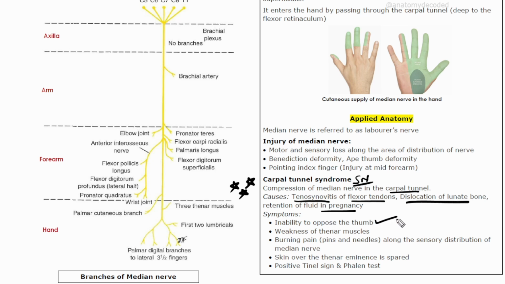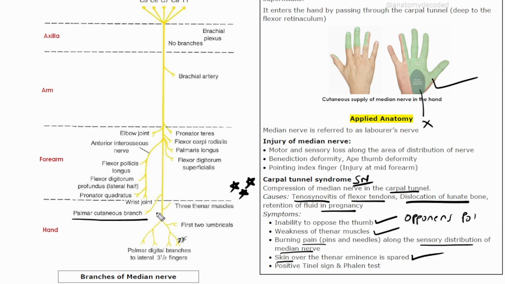There is inability to oppose the thumb because opponens pollicis muscle is affected. Okay, then weakness of the thenar muscles, then burning pain, pins and needles along the sensory distribution of the median nerve. Sensory distribution we can see here. Okay, the light green colored area. This dark green colored area is a branch which is given in the forearm. This area is not affected in carpal tunnel syndrome. Okay, that is written here. Skin over the thenar eminence is spared. Okay, why? Because the palmar cutaneous branch, this branch was given in the forearm. That's why whenever there is compression at the level of carpal tunnel, this branch is spared.